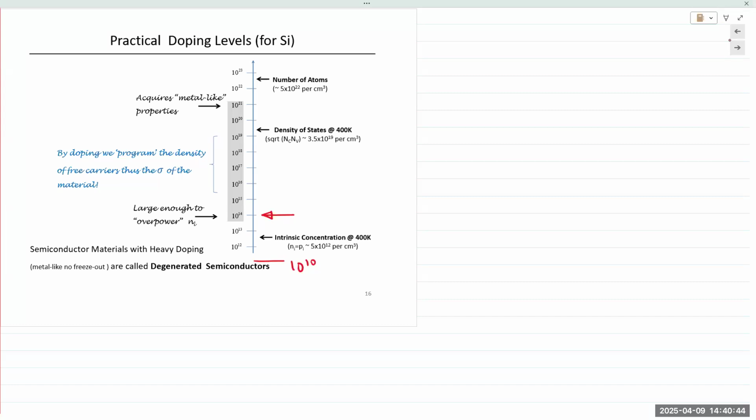Oh yeah, as the dopant concentration keeps on increasing, once we cross 10 raised to 21, it acquires near metal-like properties. There are electrons and free holes present in such large quantities that the semiconductor starts behaving like a metal. That's 10 raised to 21 or above. Materials with heavy doping are known as degenerate semiconductors. I personally have never worked with a degenerate semiconductor, nothing of that kind of heavy doping profile.